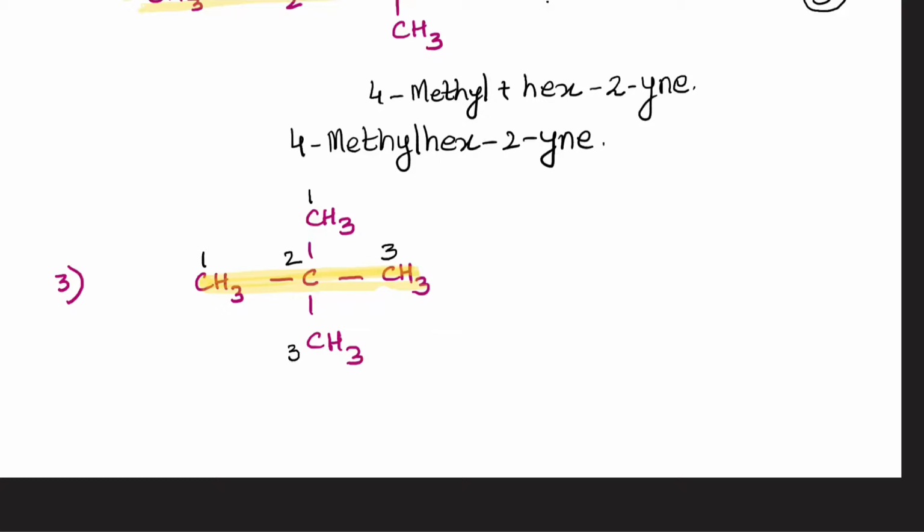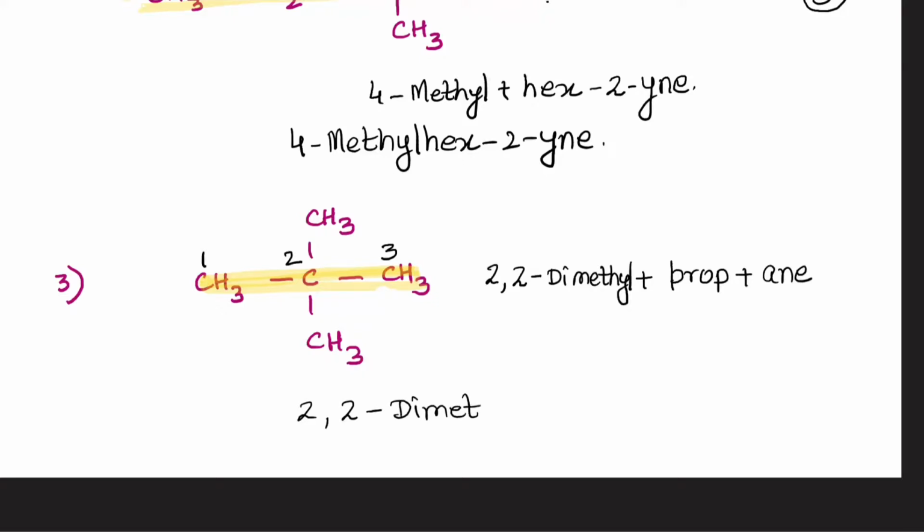So now name this compound. 3 carbon atoms in the main chain. So my word root becomes prop. It is saturated, so ane. At the second position, I have got 2 methyl groups. To avoid confusion, I'm going to rub out these numbers. At the second position, I've got methyl groups and there are 2 of them. So this becomes 2,2-dimethyl. And I'm now going to join them to give me the final name of this compound, 2,2-dimethylpropane.